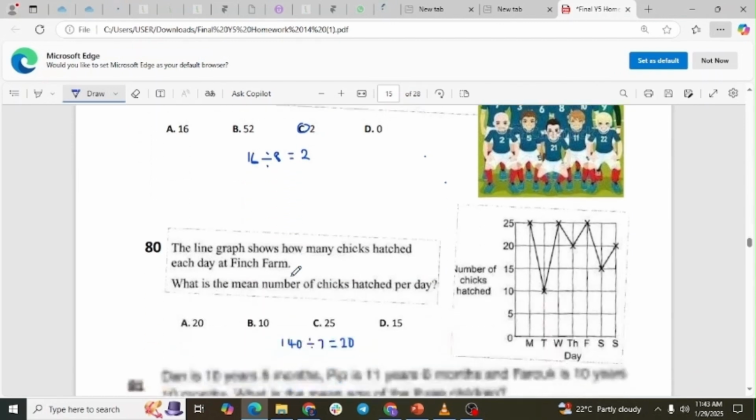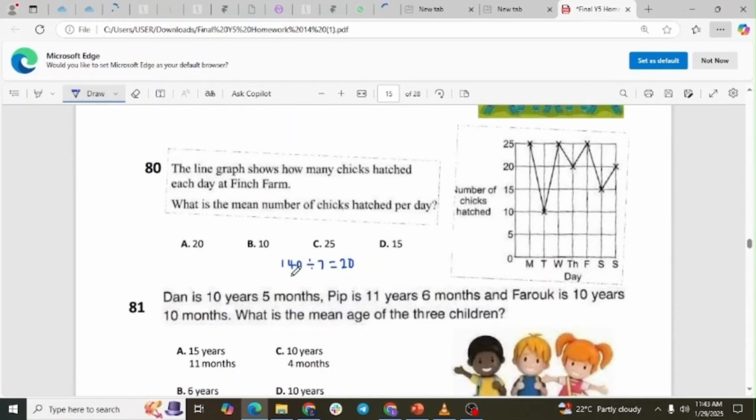Question 80. What is the mean number of chicks hatched per day? Correct answer A, 20. Explanation. Add the total chicks hatched across all days: 20 plus 15 plus 25 plus 20 plus 20 plus 15 plus 25 equals 140. Divide by 7 days. 140 divided by 7 equals 20.